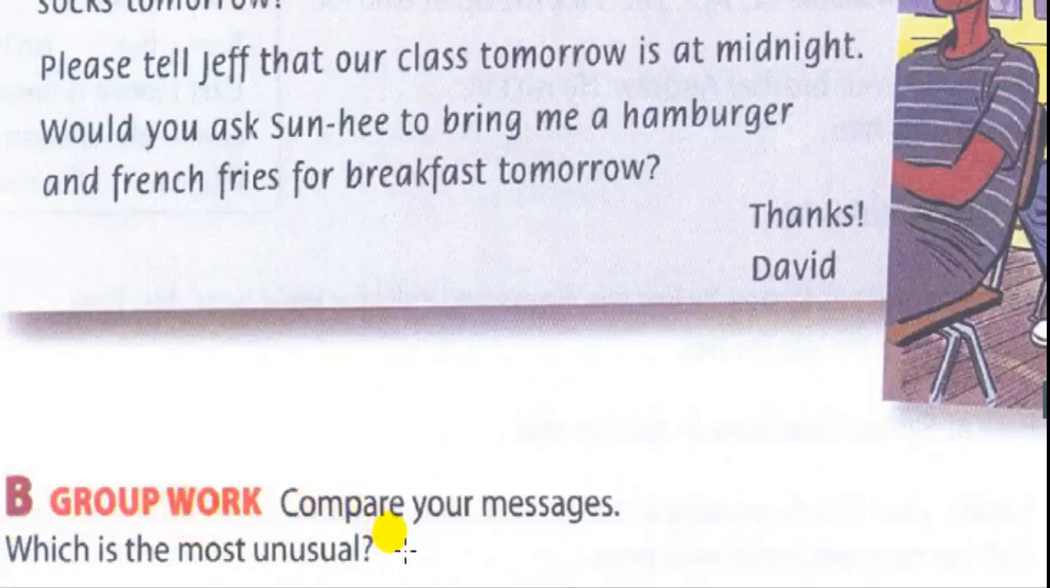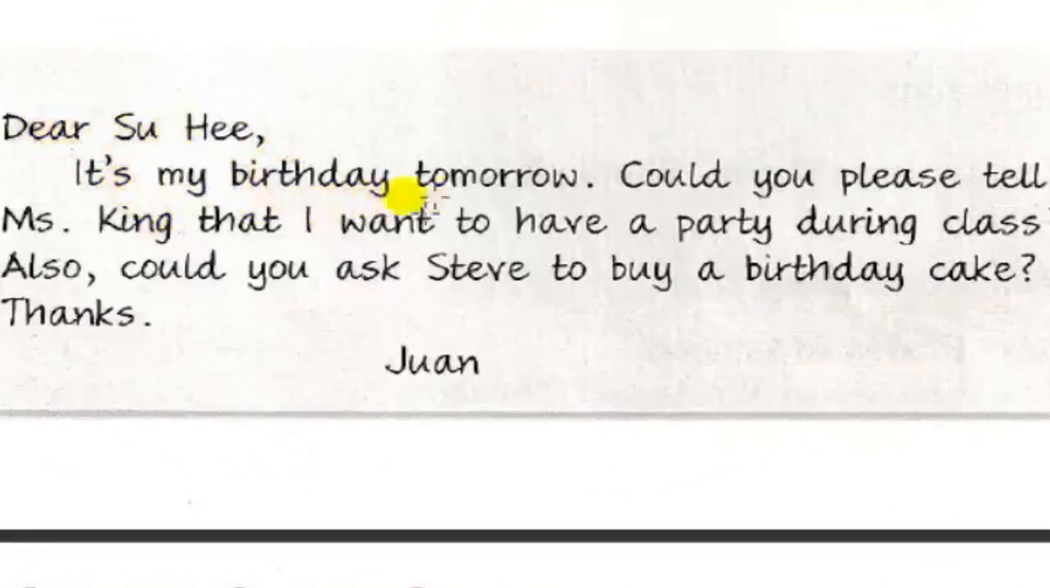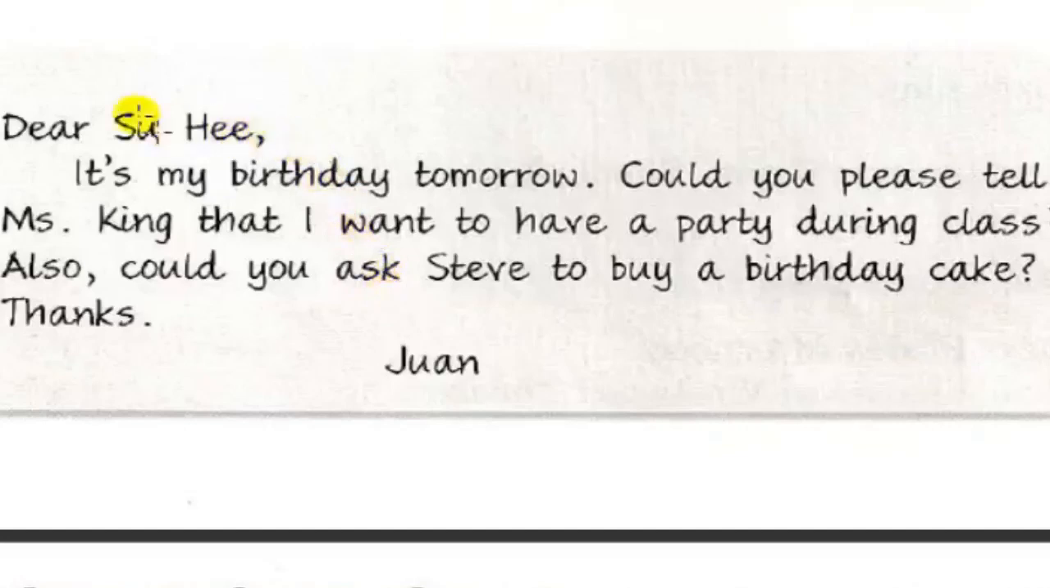B. Group work. Compare your messages. Which is the most unusual? The most unusual is this one, from Juan to Sunhee. Dear Sunhee, it's my birthday tomorrow. Could you please tell Miss King that I want to have a party during class? Also, could you ask Steve to buy a birthday cake? Thanks, Joanne. So this is an unusual message, not ordinary, for some friends in the class, for the friends of Joanne, because Joanne has a birthday party. So this is going to be homework, so you should ask your friends to pass the message to other persons.